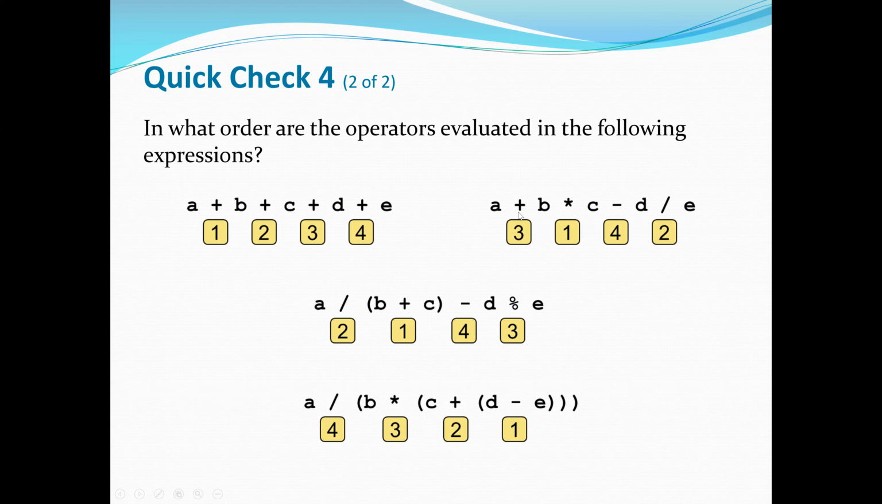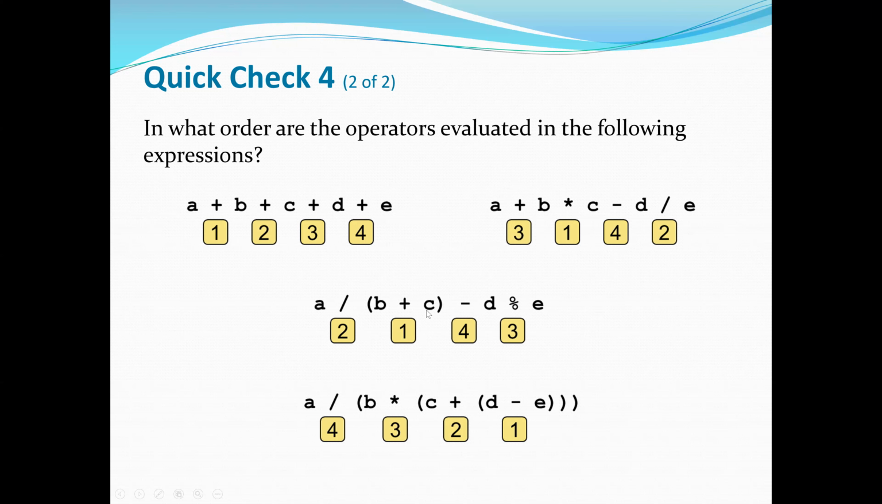Now next we have A plus B times C minus D divided by E. Now multiplication and division are in the same order of precedence. So it will execute from left to right. So multiplication first, 1, then division 2, then addition and subtraction are at the same level, so from left to right. So addition first, then last will be the subtraction. So again, multiplication 1, division 2, addition 3, subtraction 4.